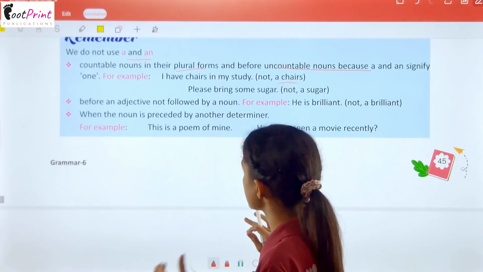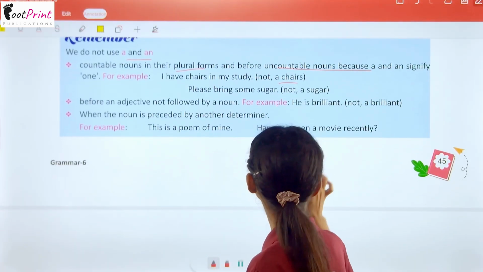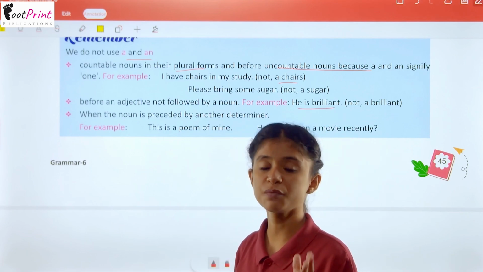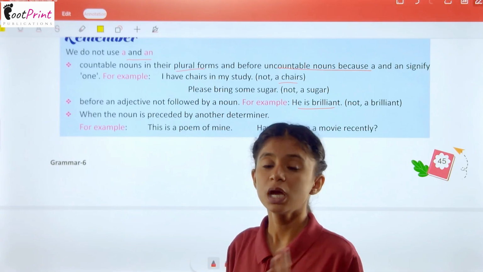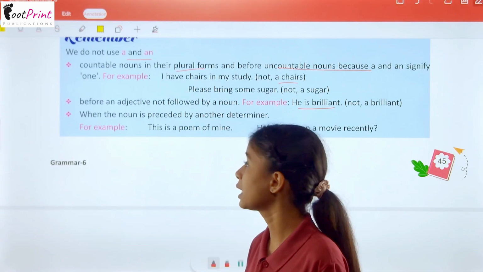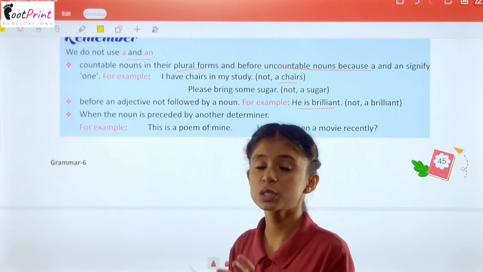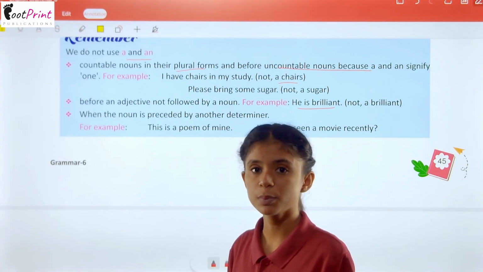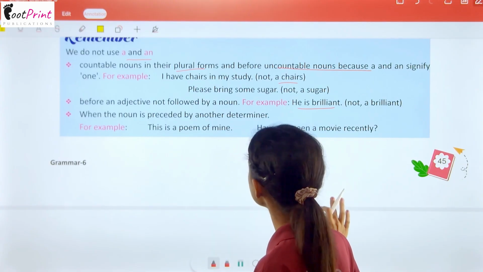Also, we do not use them before an adjective not followed by a noun. He is brilliant. Okay, the adjective is not followed by a noun, and that's why we are not using any article with it. If it was followed by a noun, for example, he is a brilliant boy, then we can use a. But he is brilliant, why? Because there is no noun after it.